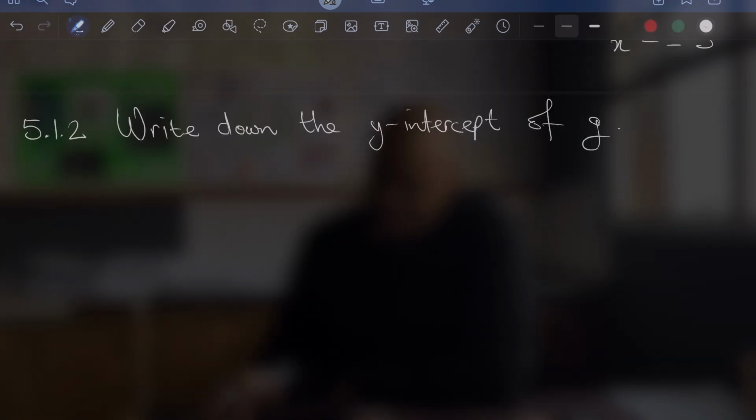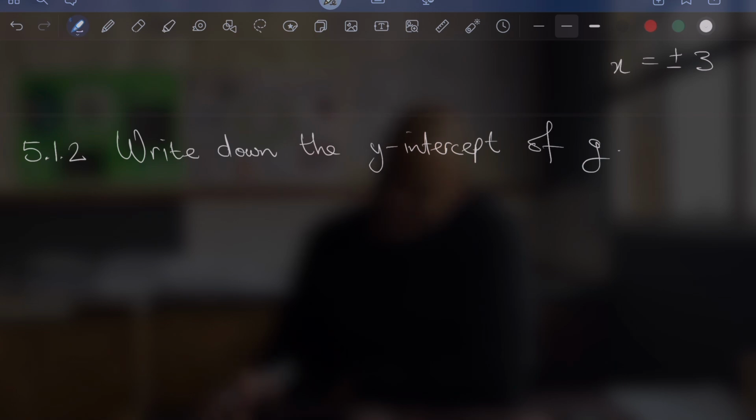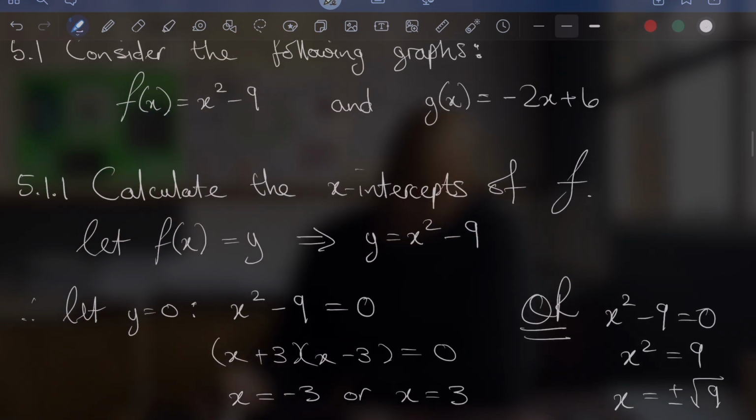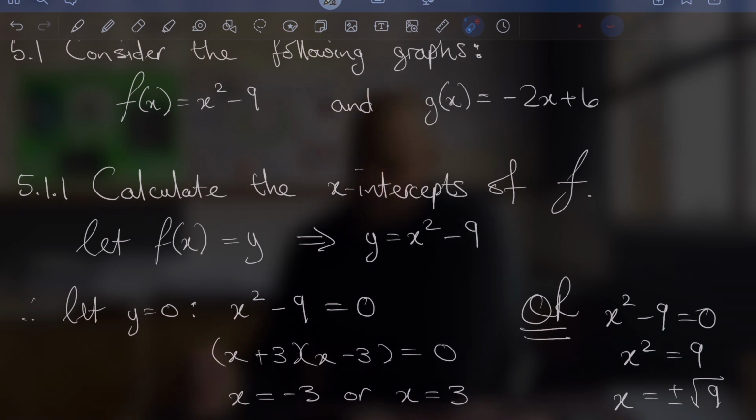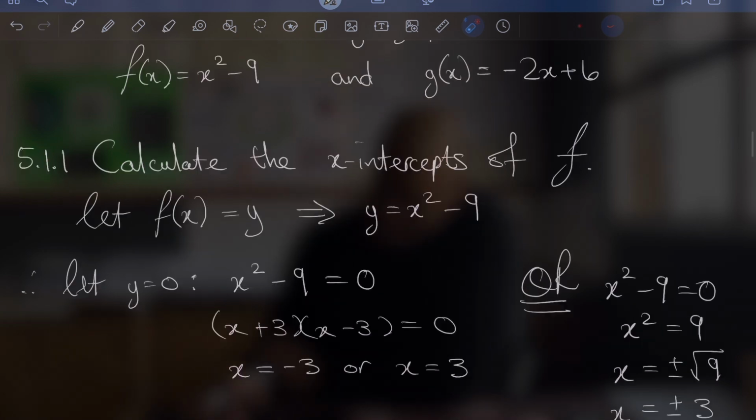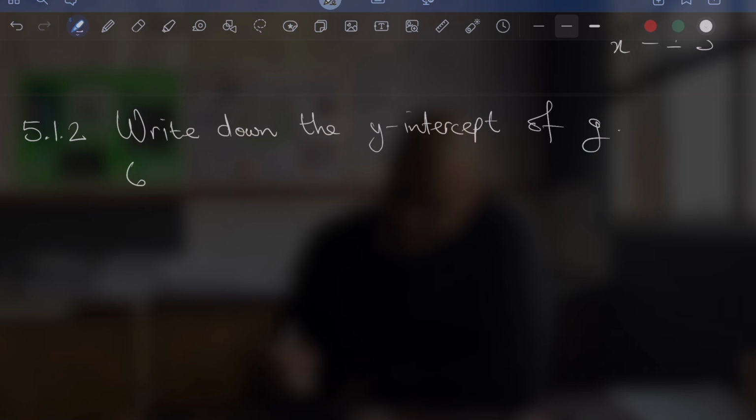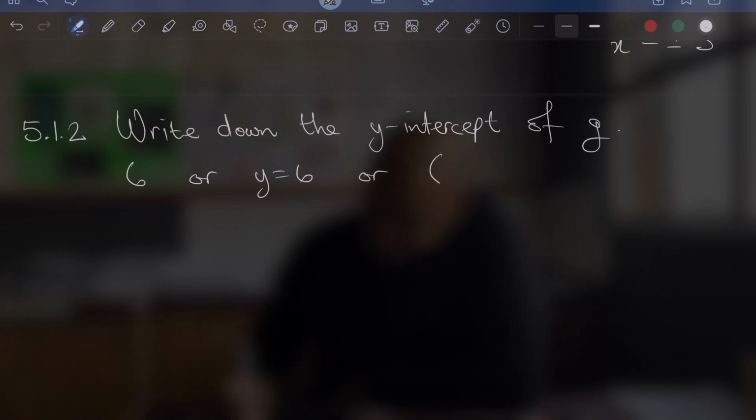All right, 5.1.2 asks us to write down the y-intercept of g. So g meaning g of x. This is a straight line, a linear graph, a linear function. So the y-intercept of g of x is 6. Remember, y is equal to mx plus c. The c value is the y value of the y-intercept. So if you wrote down 6, you would be right. If you wrote down y is equal to 6, you would be right. If you wrote down 0 and 6, you would be right.